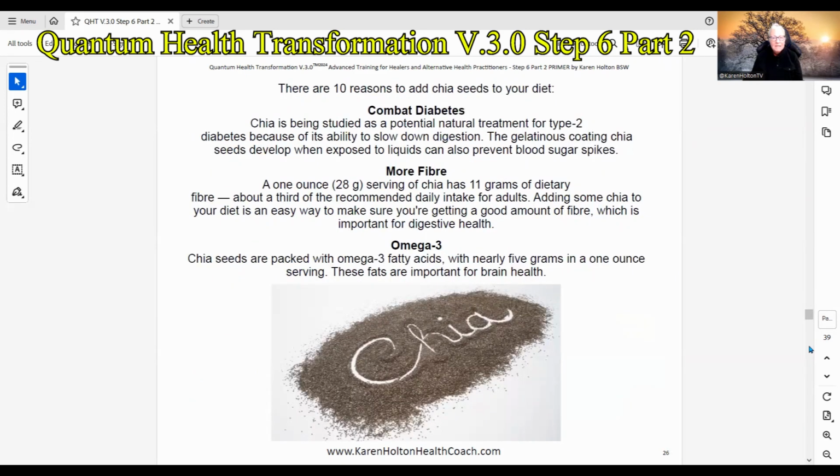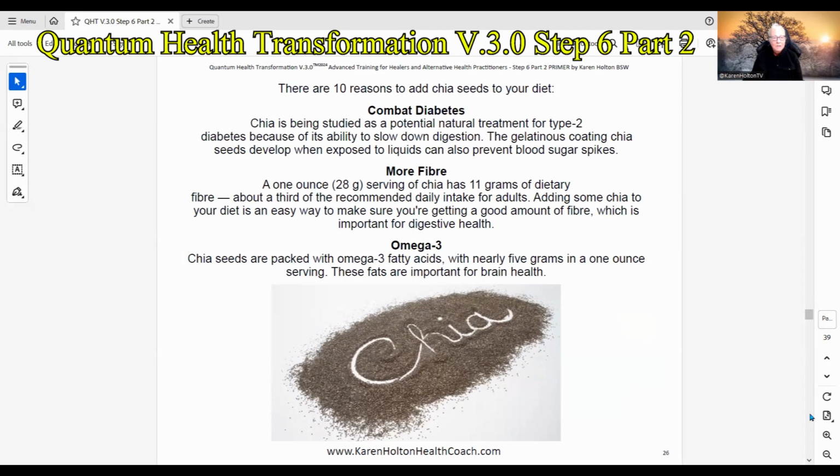There are 10 reasons to add chia seeds to your diet. Combat diabetes. Chia is being studied as a potential natural treatment for type 2 diabetes because of its ability to slow down digestion. The gelatinous coating chia seeds develop when exposed to liquids can also prevent blood sugar spikes.